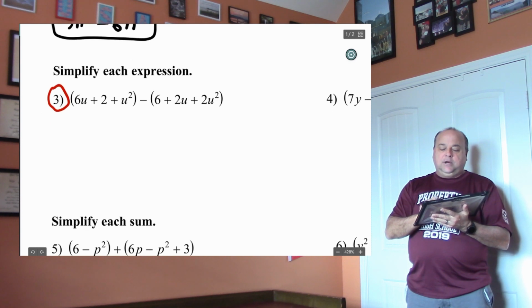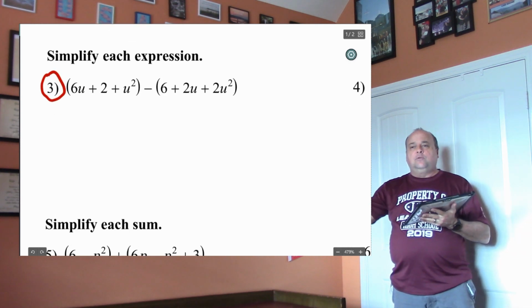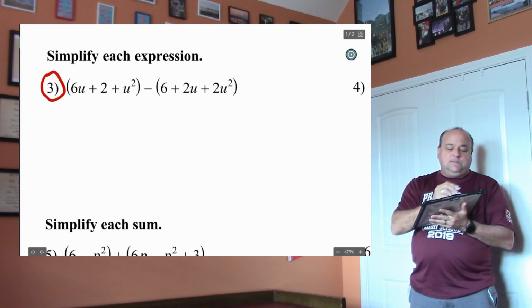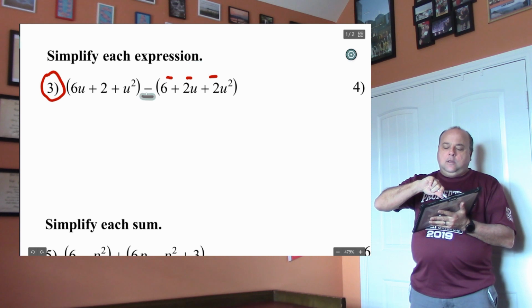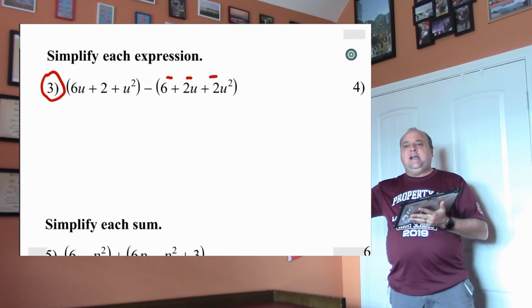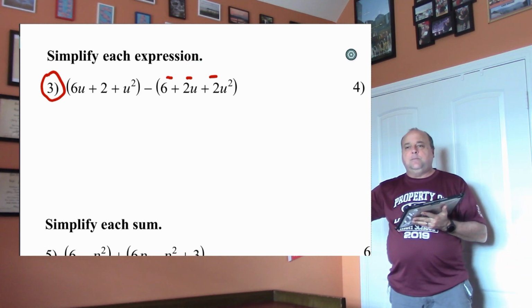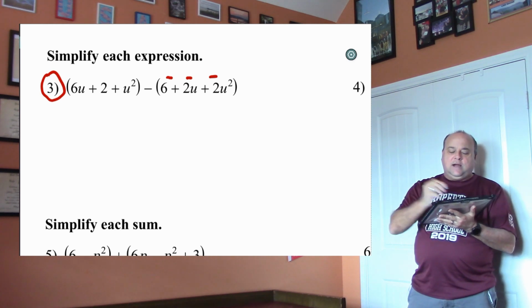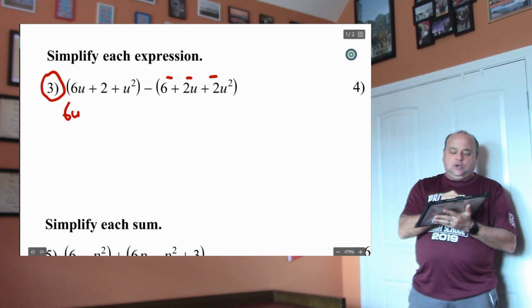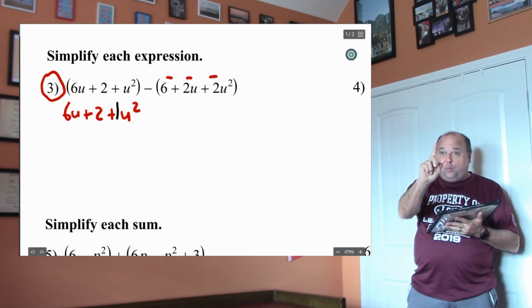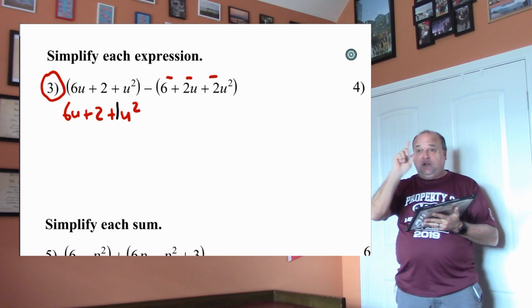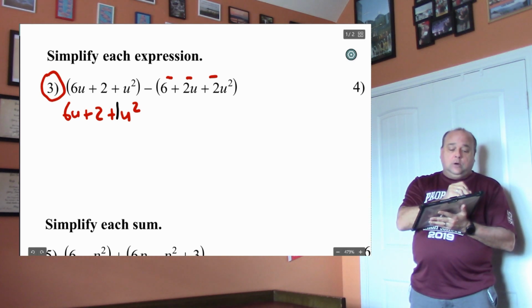Let's go to number 3. Number 3, rewrite this and notice this minus right here will be distributed. So I'm going to put a little bitty minus on top. Okay, so that's going to change the sign of everything in the second parentheses. Now then, let's rewrite the problem. 6u plus 2 plus u squared. Remember, if a variable doesn't have a number in front of it, there's a 1. If you get confused on this, put the 1 there so you know to add it.